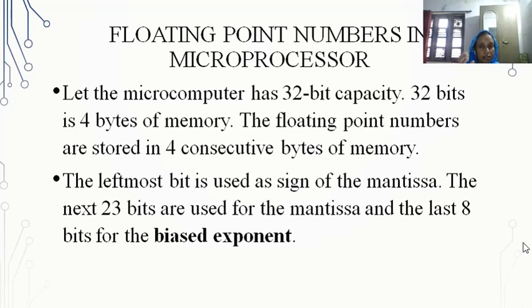Hope that you get what we are discussing here. Our processor has 32-bit capacity, so we have to use 4 consecutive memories. Each memory requires 8 bits or 1 byte of data. So 4 into 8, 32 bits. 4 bytes of memory are used to represent a floating point number in the case of a 32-bit processor.